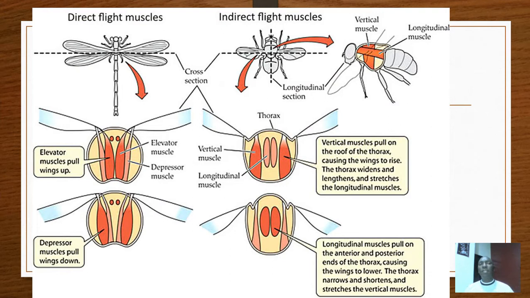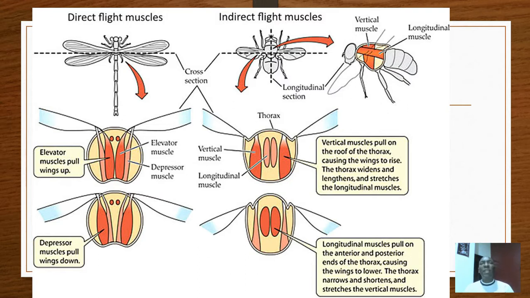When you look at the images we have, the images on the left show muscles in direct flight. Remember, we saw that we have the elevator muscles and depressor. Elevator to take the wings up when they contract. Depressor to bring down the wings when they contract. A muscle that contracts is the one that plays a big role.